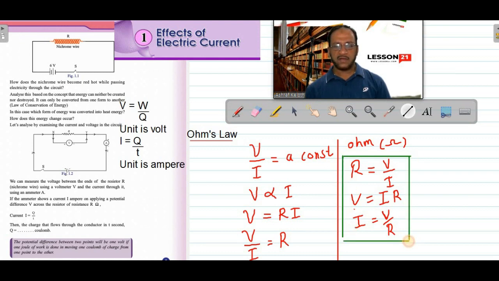These three equations are very important when we are designing an electric circuit. We also have the equation of potential difference, V is equal to W by Q. That is the work done to move unit positive charge from one point to another point. That is V equal to W by Q. This is the equation which defines potential difference.